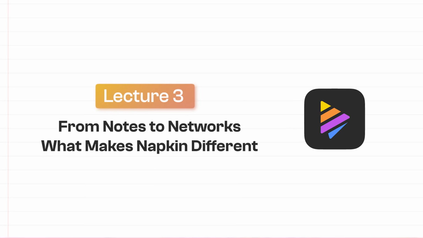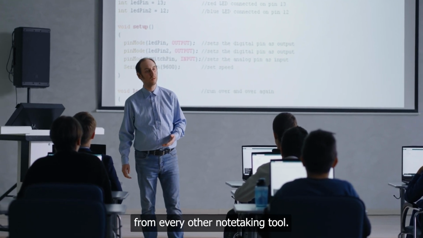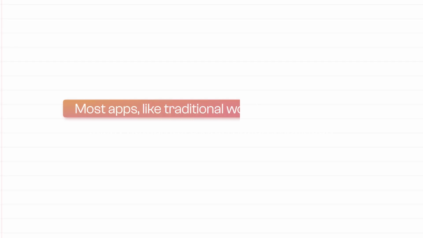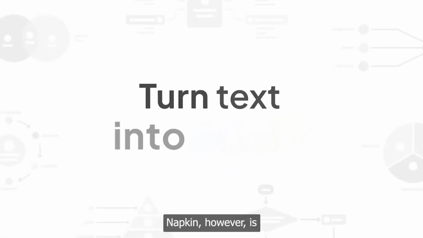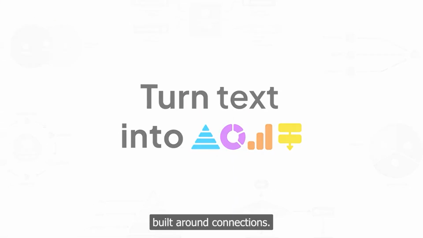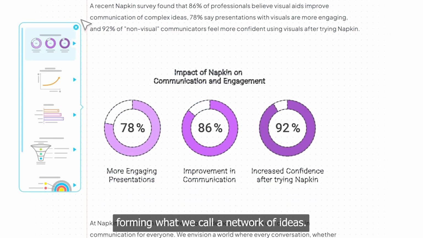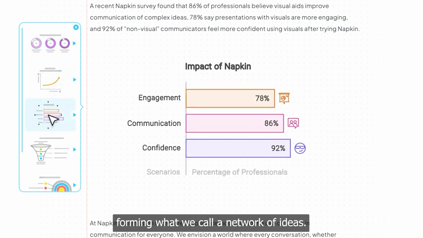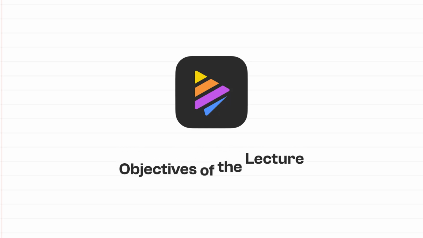What makes Napkin different? Today, we're going to step into what makes Napkin stand out from every other note taking tool. Most apps, like traditional word processors or sticky notes, store information in isolation. Napkin, however, is built around connections. It doesn't just keep your notes, it shows you how they relate, forming what we call a network of ideas. This shift from storing notes to building networks is what makes Napkin a powerful thinking companion rather than just a digital drawer.